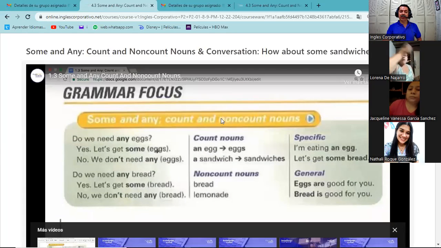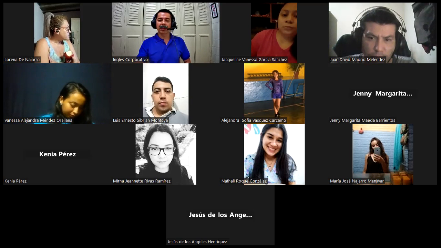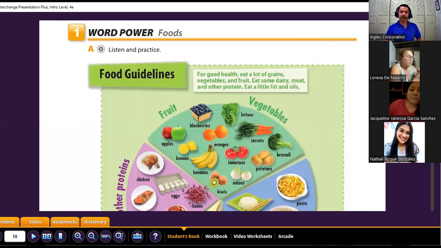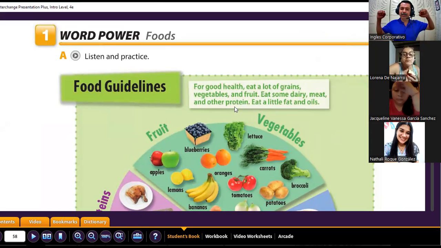And yesterday we completed the exercise, but now we're going to see some material related with this, right? Related to count and non-count nouns and related to food, right? So here we have this picture, right, of food. And it says, food for good health, eat a lot of grains, vegetables, and fruit. Eat some dairy, you know, lactose, meat, and other protein, right? And eat a little fat, grasa, right, and oils, a little, right? If you do that, you're going to be strong and with a mustache like me. Look. Okay, very good. And let's listen to the audio.